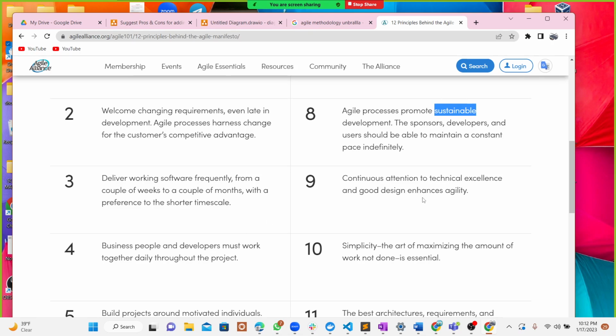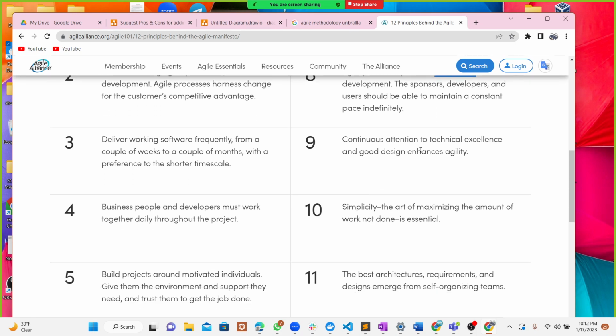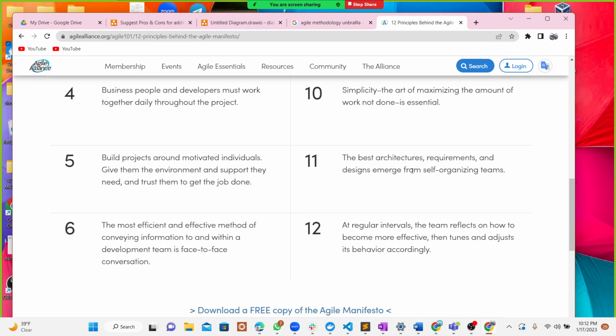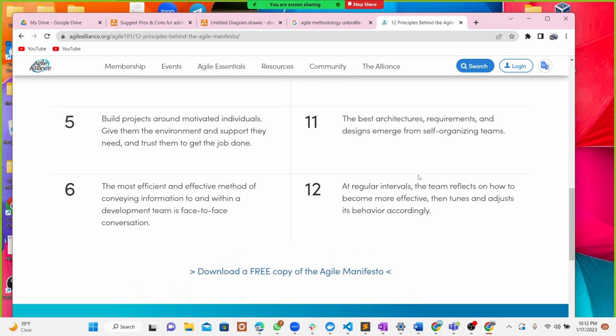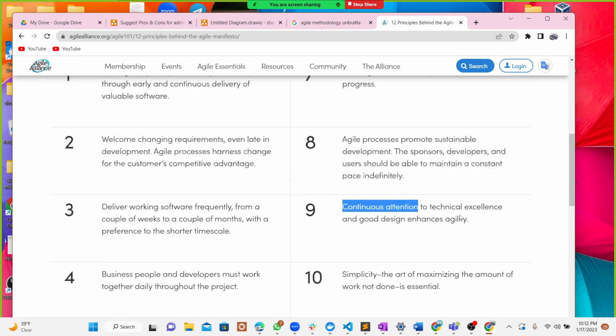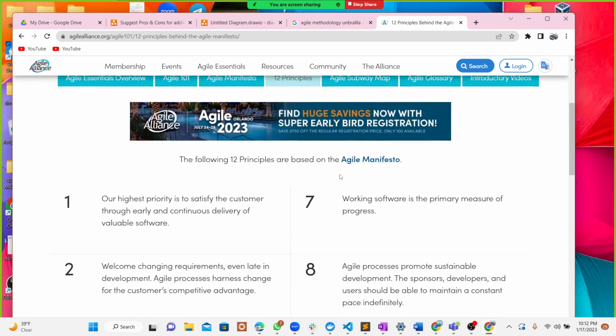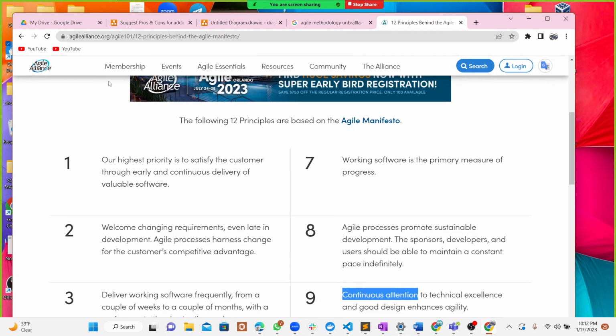I didn't talk about face-to-face interaction. I didn't talk about sustainability. That is very important. Those are two of the ones that we're missing. Then continuous attention is another one that we didn't write out. Then simplicity, we talked about simplicity. Self-organizing teams, we talked about that. And also, at regular time intervals, the team reflects and then adjusts accordingly. Yeah, that's responding to change. Those are the 12 supporting principles of the Agile Manifesto. Okay.